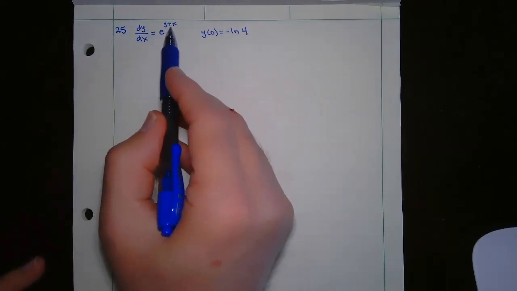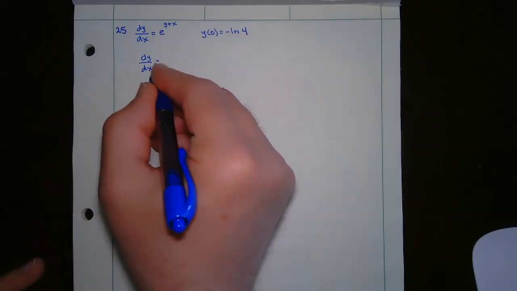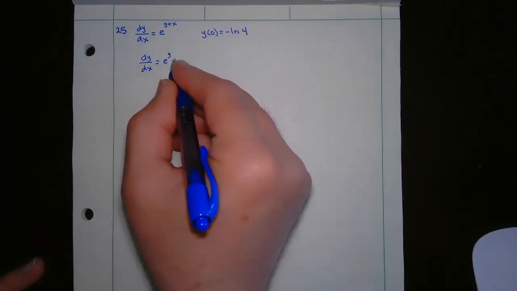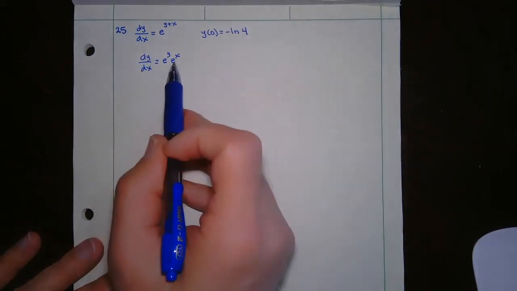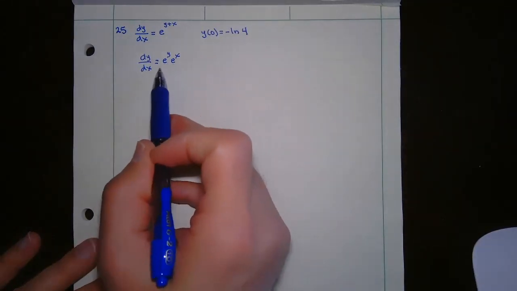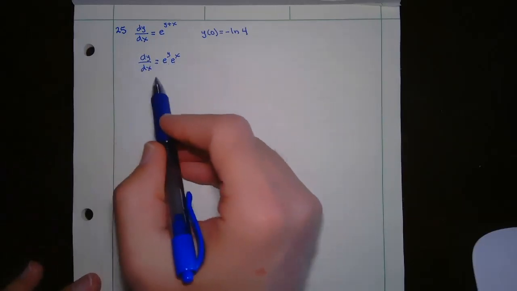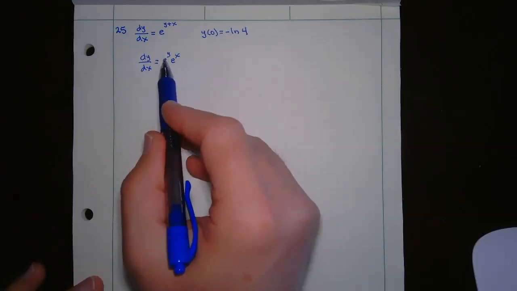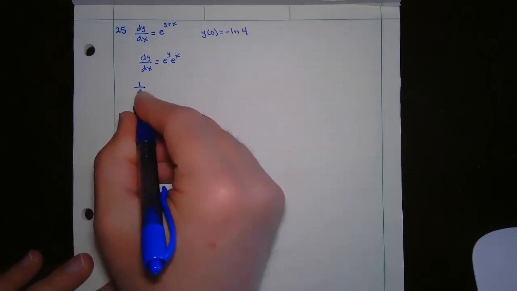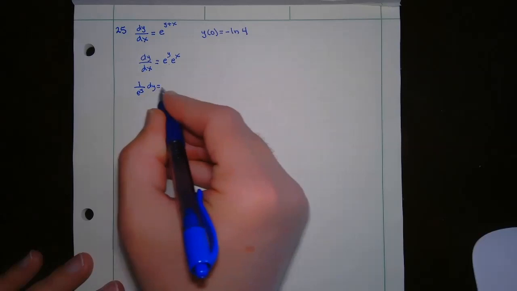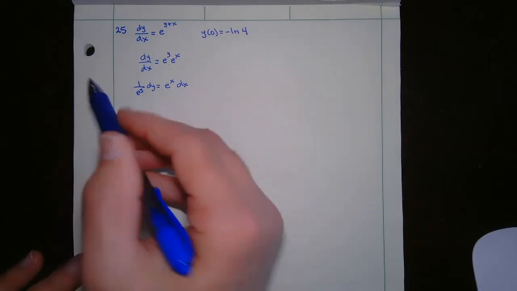So e to the y plus x power can be rewritten as dy over dx is equal to e to the y times e to the x power, okay? All right, so now we can separate them, right? Because we're multiplying, okay? So we've got to get our e to the y terms on the left-hand side, and our dx on the right-hand side. So I'm going to multiply both sides by 1 over e to the y, okay? So that would give me 1 over e to the y dy is equal to e to the x dx. Okay, I'm going to integrate both sides.